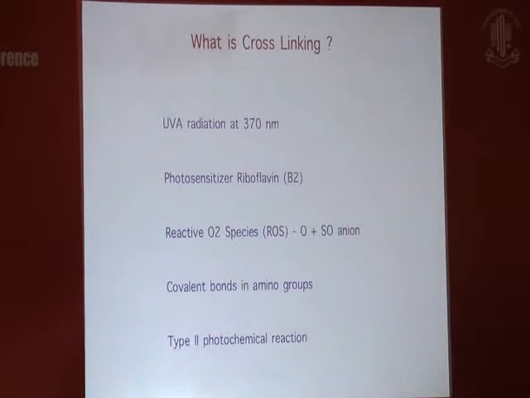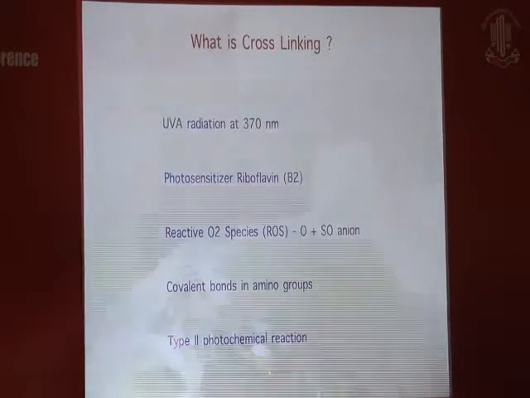What we actually do with cross-linking is to use ultraviolet radiation at 370 nanometers, and when we apply this to the cornea soaked with riboflavin, the excited riboflavin is able to produce reactive oxygen species, oxygen and superoxide anions, and these reactive molecules are what induce covalent bonds between the amino terminals of the collagen molecules, resulting in an increase in rigidity, and this happens by means of a type 2 photochemical reaction.